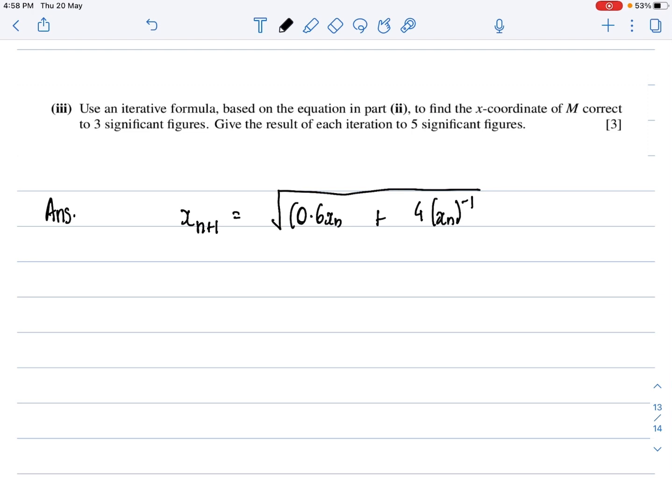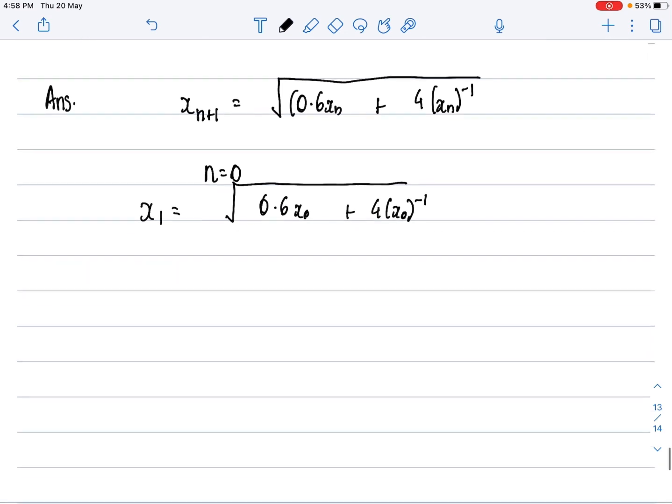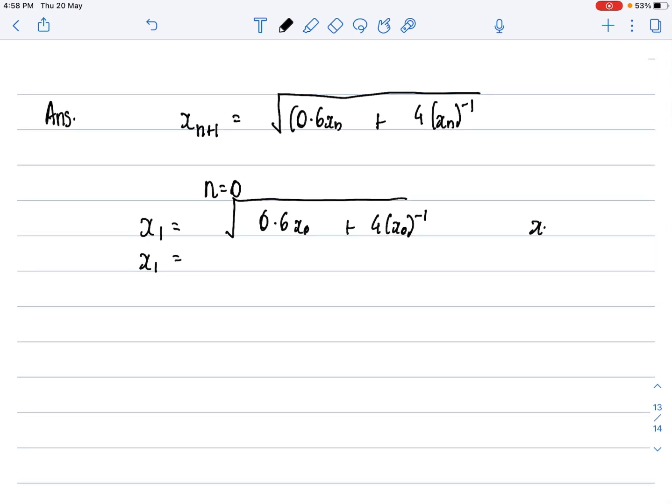So now what I simply need to do is, let me take my n as 0. So when you take your n as 0, I get x1 with the root of 0.6 into x0 plus 4 into x0 raised to minus 1. Now a trick here, if you don't know what value to put as x0, just take it as 1, let's say. Because whatever value you take, after some iterations you'll get your correct answer.